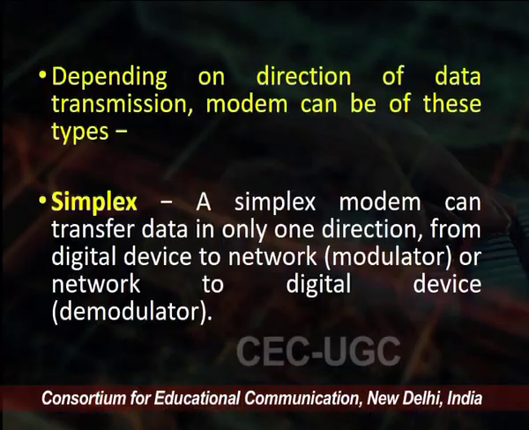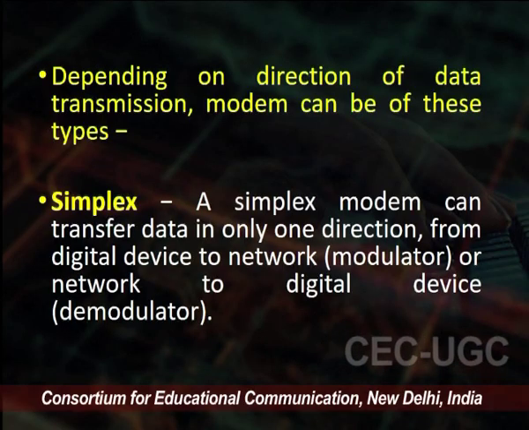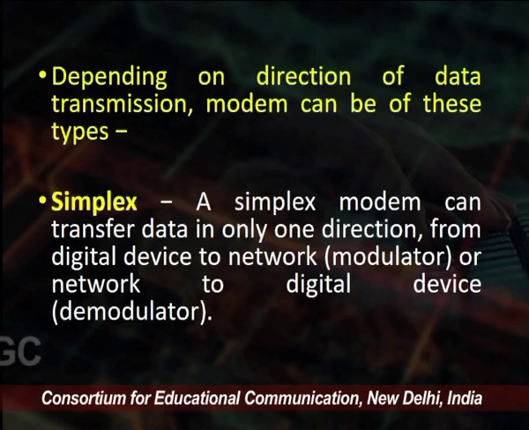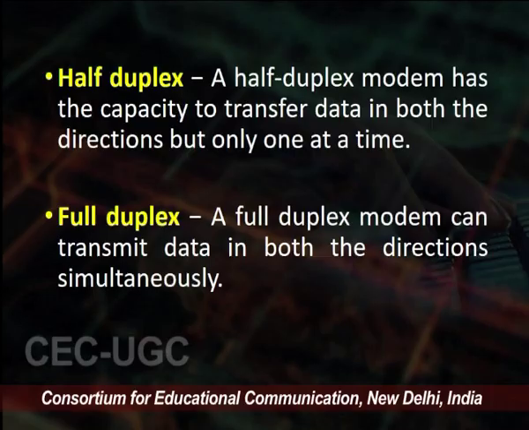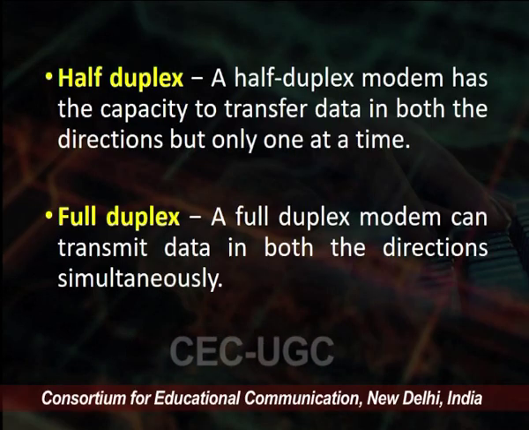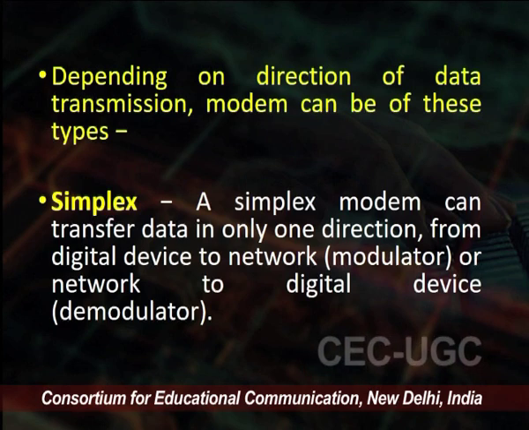Depending upon the direction of the data transmission, modems can be of three different types. One is simplex, another one is half duplex, and the third one is full duplex. By this time, if I am talking about simplex, half duplex and full duplex, you must have got that I am talking about the direction and time of the data transmission from one end to another end.